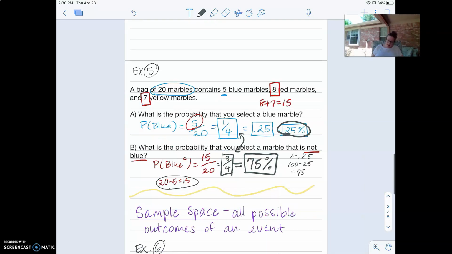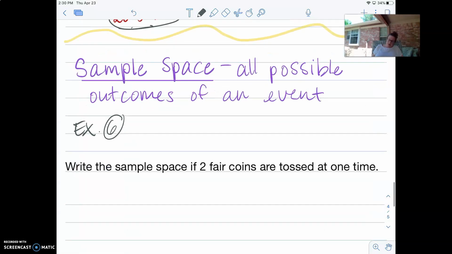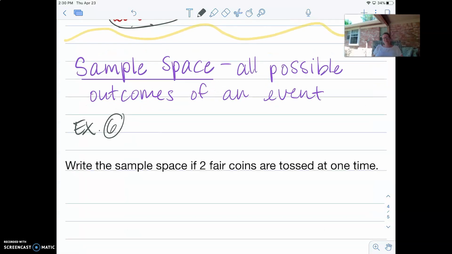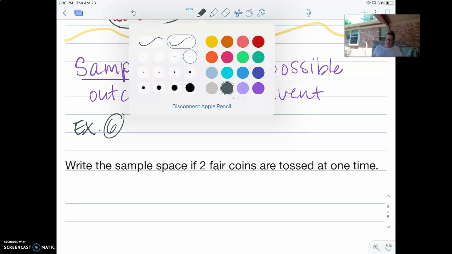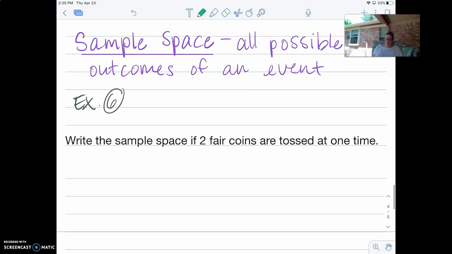But we'll end this one with this last part about a sample space. Just want to make sure you briefly know what that term means. A sample space is all the possible outcomes of an event. So let me just show you this example, and it'll make more sense. Write the sample space if 2 fair coins are tossed at one time. So if I toss 2 coins, assuming they're not weighted, that's what the 2 fair means, it's not weighted.